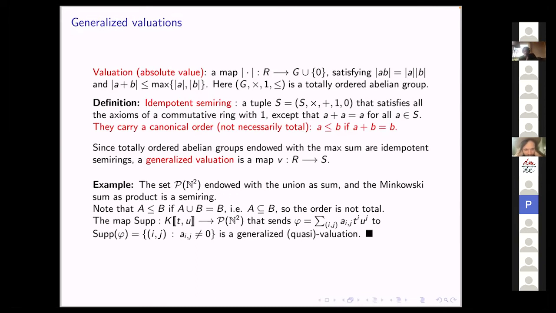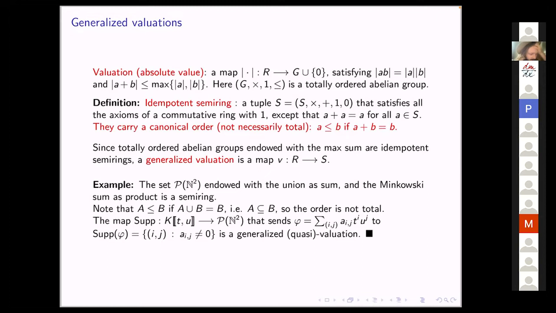Let me introduce an interesting example that I will be using here. Take the power set of N squared, where N is just the non-negative integers. You take that twice, and then you look at clouds of points. The union, you interpret it as a sum, so clearly the union of the set with itself is the same object, and the Minkowski sum as a product. With respect to this structure, if I apply the definition of order, I get something which is not totally ordered. So this would be a semiring which is not totally ordered.